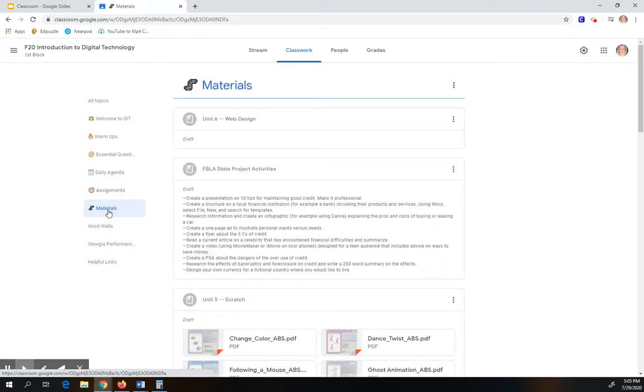There is a materials section, which hopefully will help you find materials that you may need for each unit. Instead of having to look day by day to find something, if you need to find something that we did a week ago in Unit 1, you could go to the materials section and look under Unit 1.